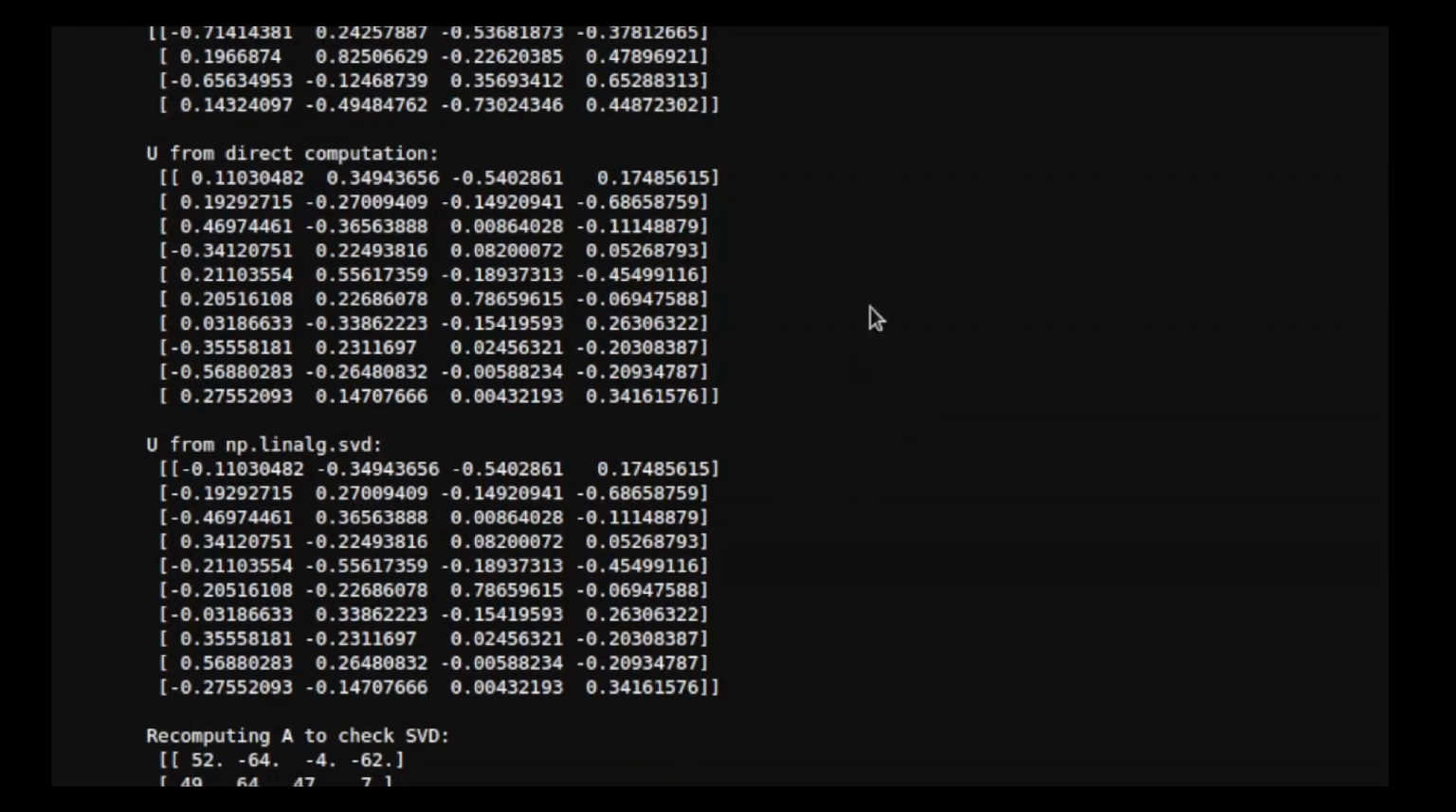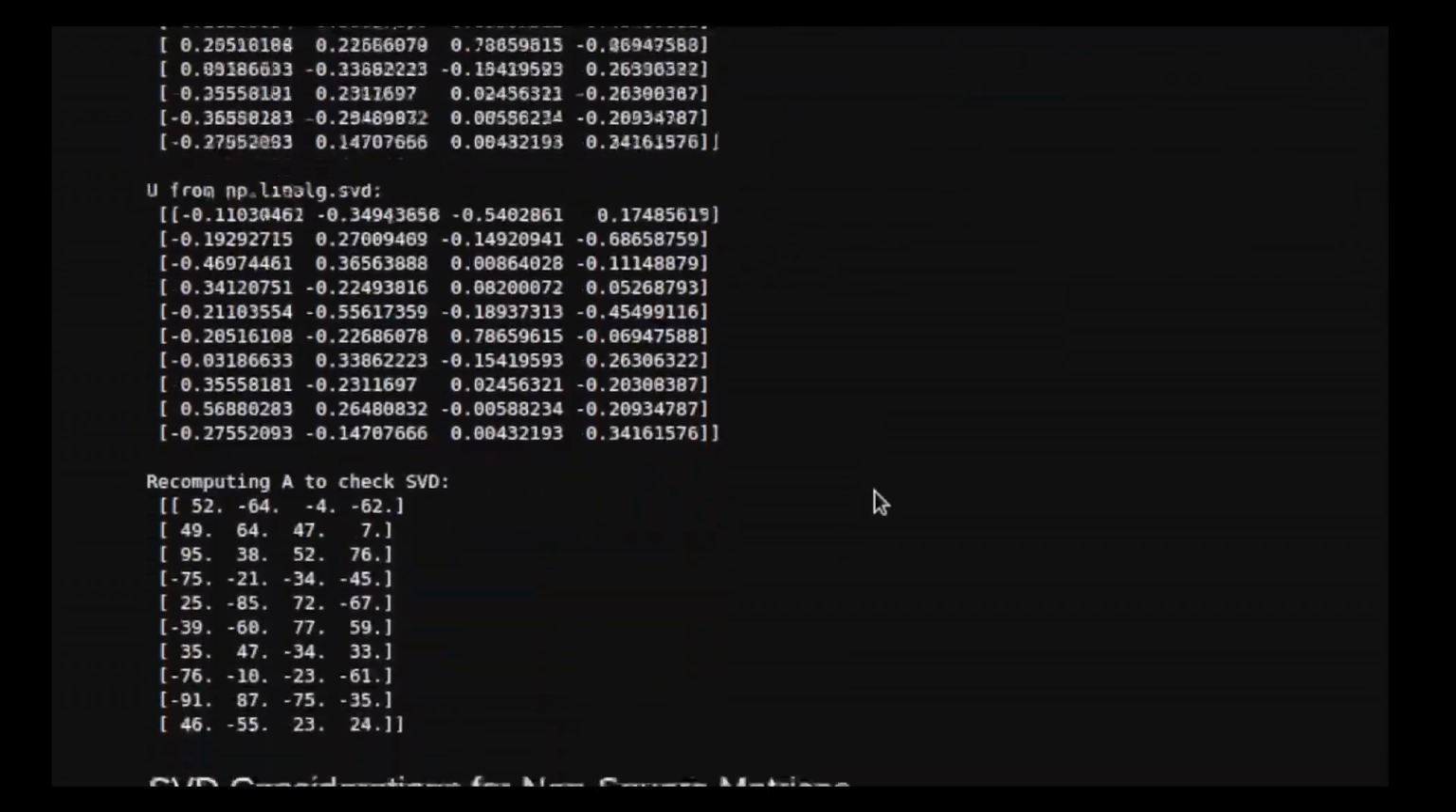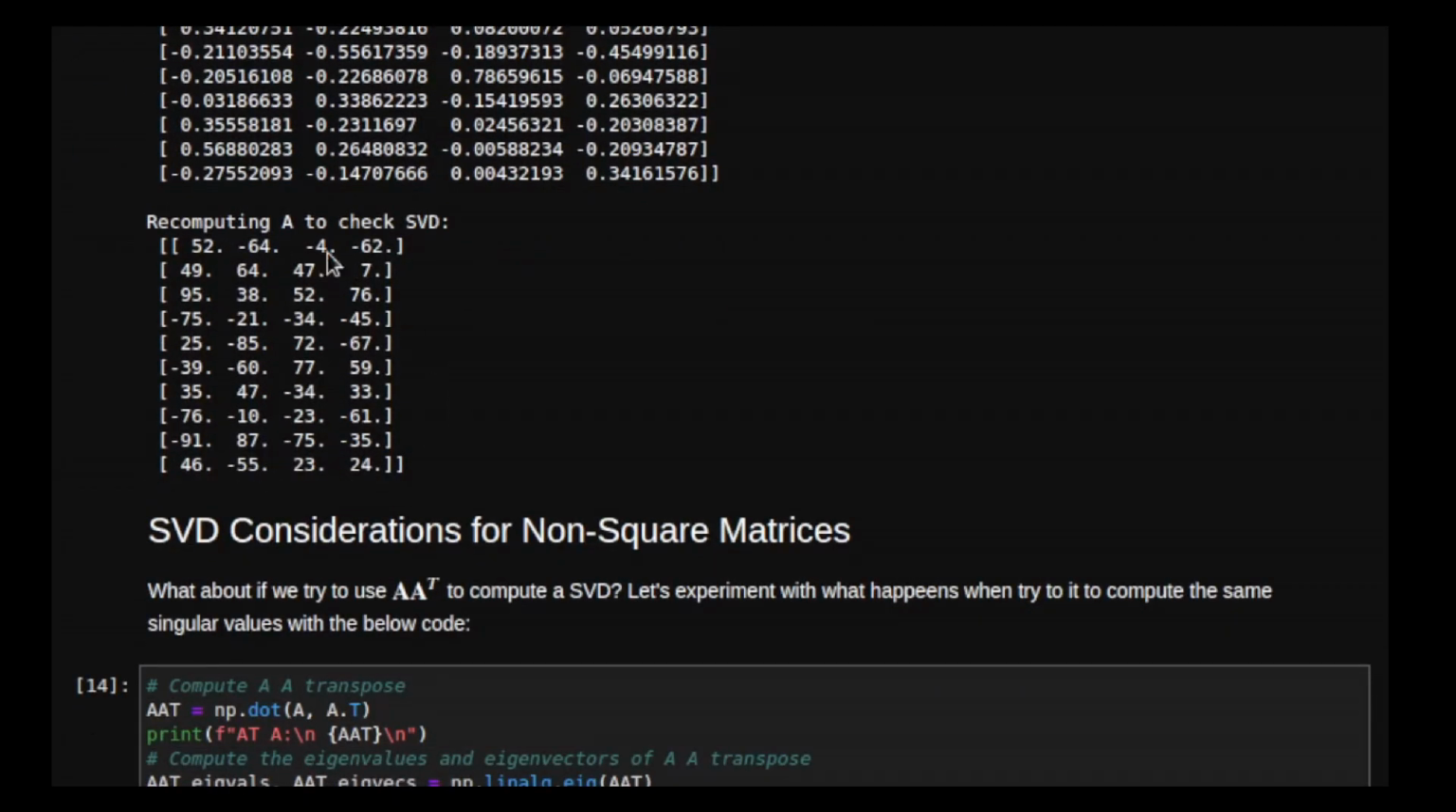Again, if we take a look at the terminal output, you can see that with the exception of a couple of minus signs, again because of the methods being used, we get the exact same thing. Just to double check once further, in these last two lines we are trying to recompute our A matrix using our raw computed U, sigma, and V transpose matrices. And as you can see in the terminal window, we get a nice clean matrix right back, which is exactly equivalent to our A matrix from the beginning.